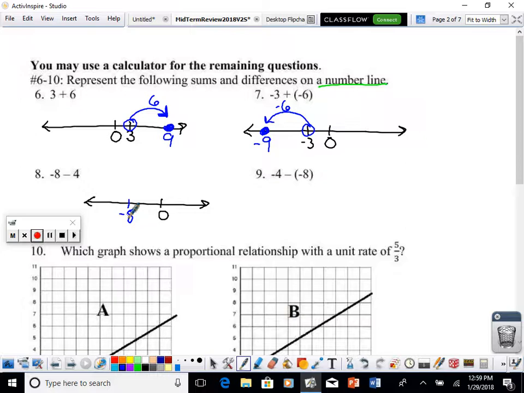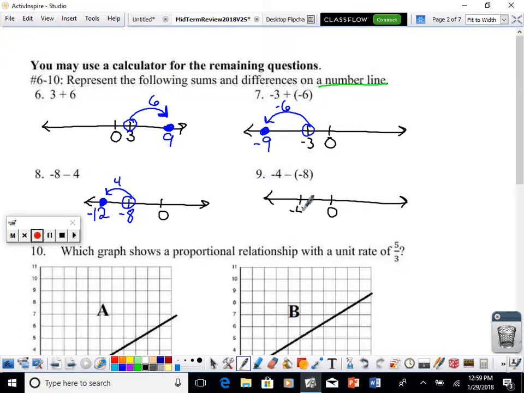Okay, number 9 starts off the same way. Number line. I'll put a 0 near the middle. Okay, and I'm going to start here. Always start at that first number, negative 4. Doesn't matter if it's addition, subtraction, positive, negative. We always start on the number line with the first number. Now, subtraction wants to go to the left. But much like addition, when the second number is negative, we have to do the opposite. So instead of going 8 steps to the left, we're going to take 8 steps to the right.